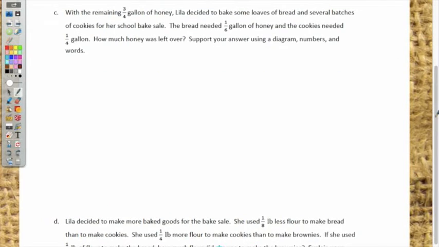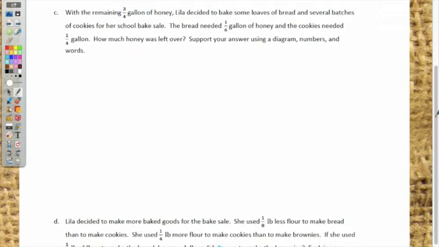Okay, this is one of those two-step problems like we practiced the last couple days. With the remaining 3/4 gallon of honey, Lila decided to bake some loaves of bread and several batches of cookies for her school bake sale. The bread needed 1/6 gallon of honey and the cookies needed 1/4 gallon. How much honey was left over?